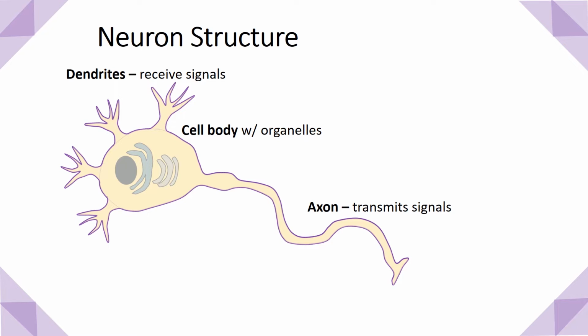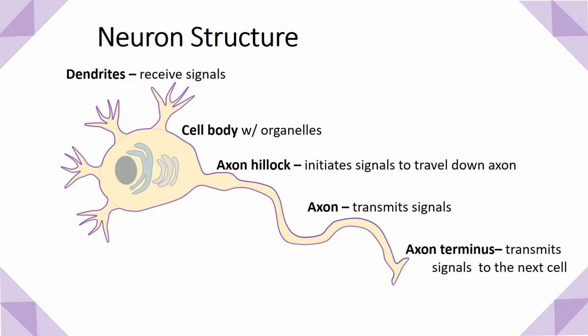The neuron will then take that signal and pass it along to this long filamentous structure, referred to as an axon, starting first at the axon hillock, where it attaches to the cell body, then along the axon, and finally ending at the axon terminus. The axon terminus is the point of the cell that will communicate the signal to the next cell.